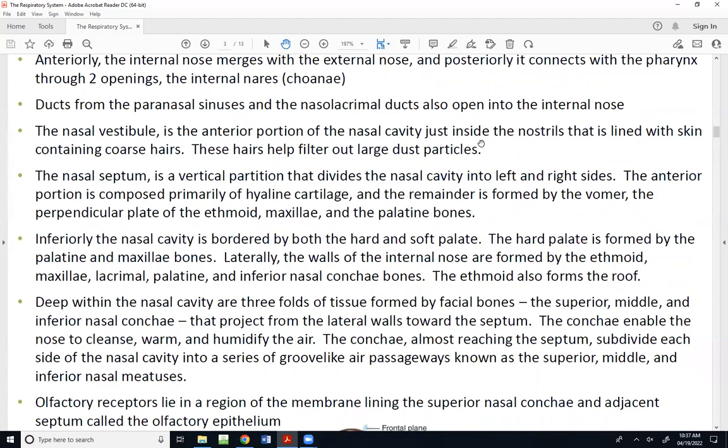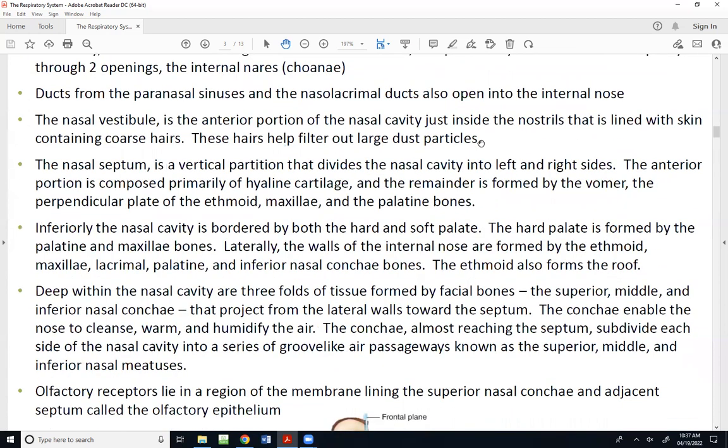All right, ducts from the paranasal sinuses and the nasolacrimal ducts also open into the internal nose, which we've talked about before. Remember, the paranasal sinuses are little cavities inside certain bones, like in our forehead. We've got two frontal sinuses. We've got them in our cheeks, thanks to the maxilla bones. We'll see those again on the next page. Nasolacrimal duct, remember, that's going to carry tears or lacrimal fluid from our eyes into our nasal cavity, especially when we're crying, and that's what makes our nose run.